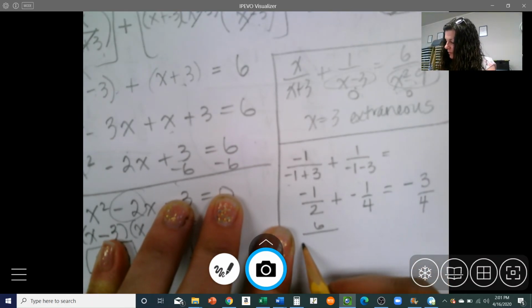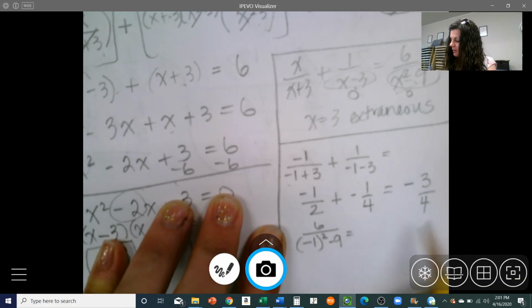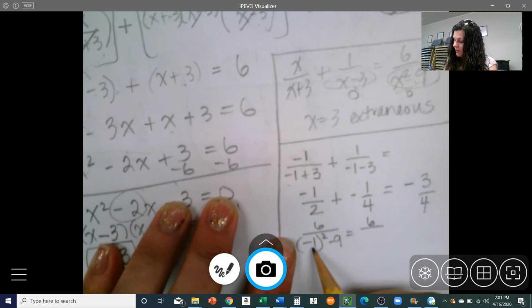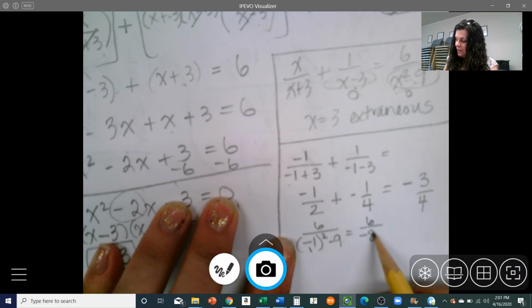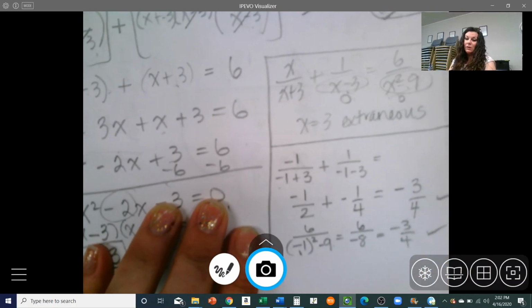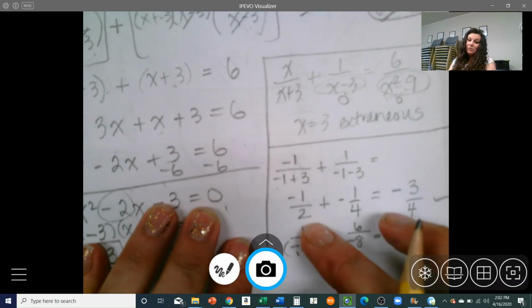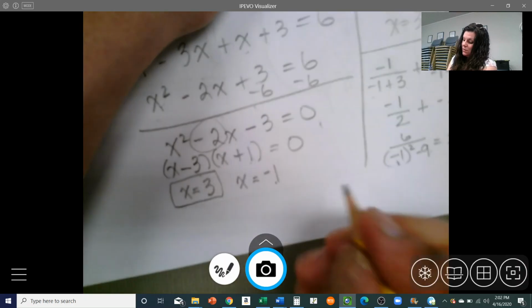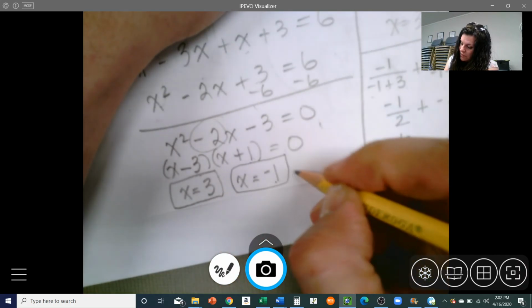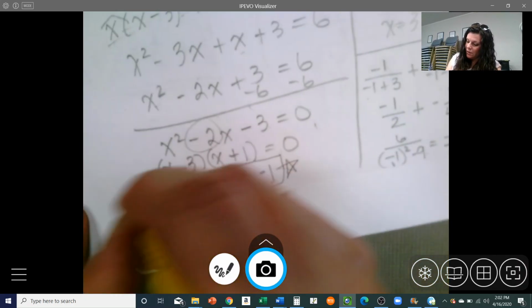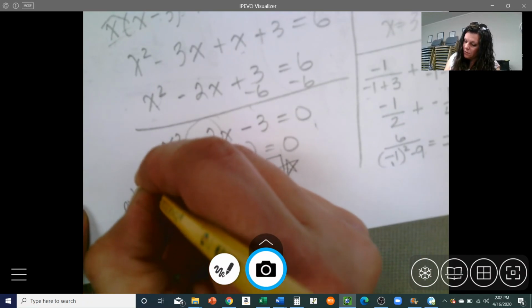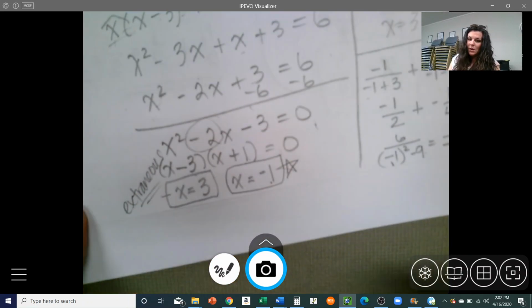6 over negative 1 squared minus 9 equals 6 over, this is 1, and 1 minus 9 is negative 8. And that's negative 3/4. So they equal the same thing. So because they equal the same thing, I know that x equals negative 1 is a solution, and that this one is extraneous. Okay?